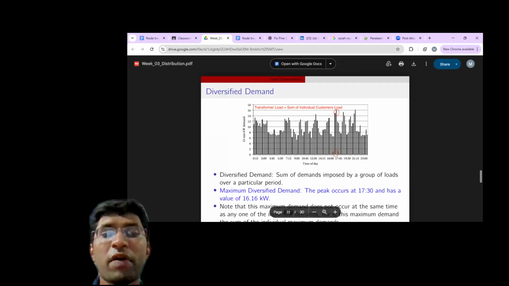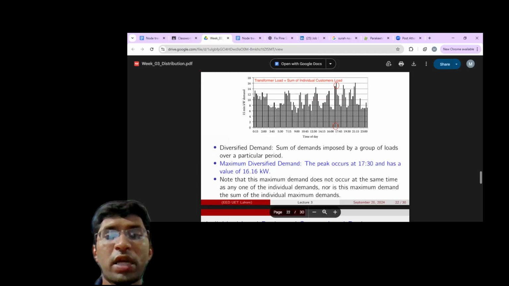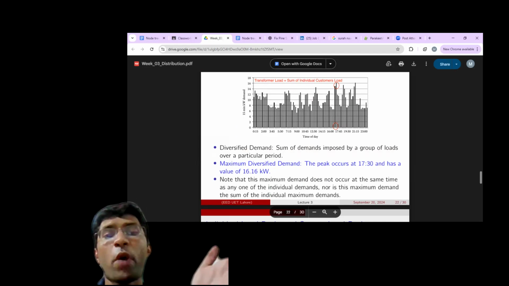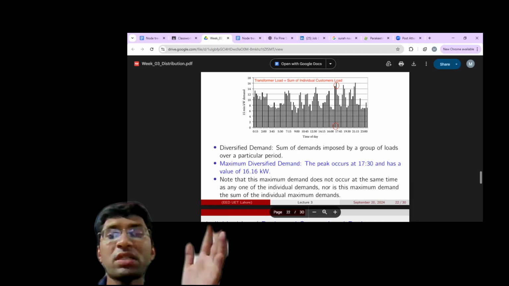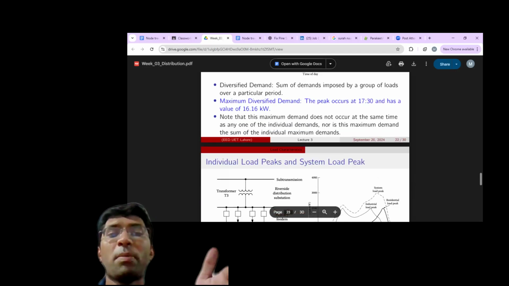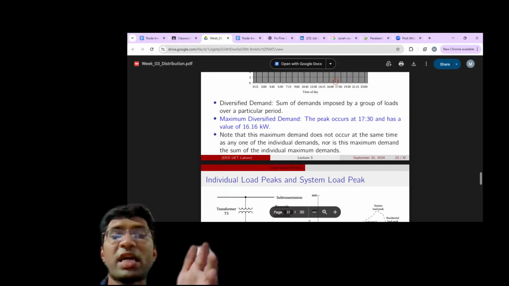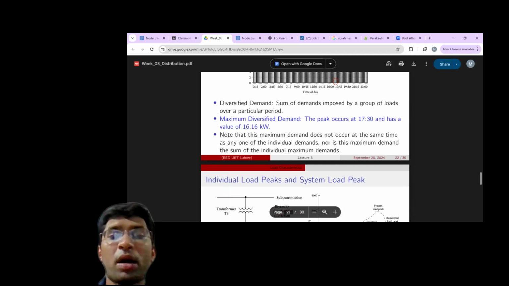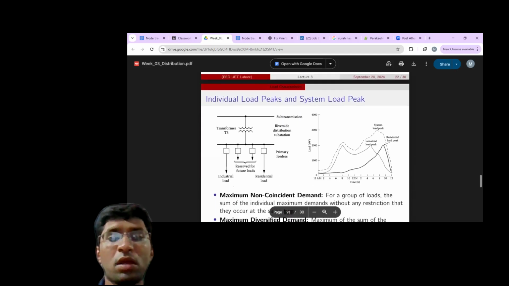In a diversified demand environment, what do we say? It is the sum of demands imposed by a group of loads over a particular period, and the maximum diversified demand occurs at 1730 on the 24-hour clock, with a value of 16.16 kilowatts. You must think that this is the maximum demand that does not occur at the same time as any one of the individual demands, nor is this maximum demand the sum of the individual maximum demands.